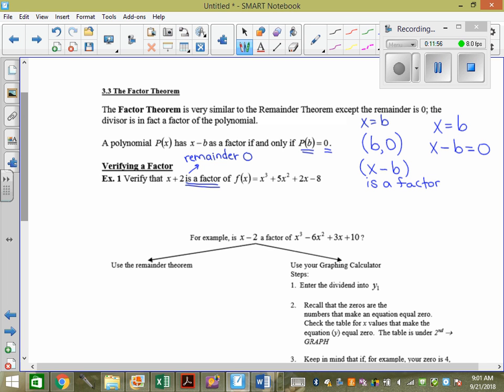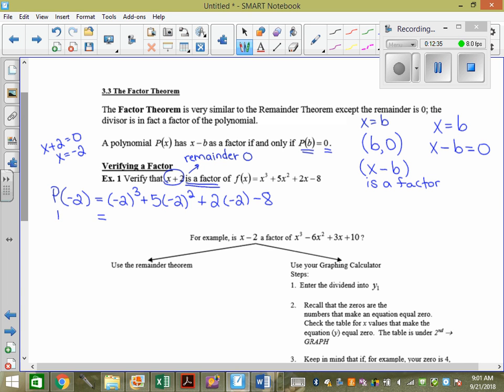So if this is my factor, x plus 2, what am I going to fill into my remainder theorem? P of negative 2, because we'd solve it, right? x plus 2 equals 0. x equals negative 2. It's only a factor if my remainder is 0, because then it would actually be an x-intercept, correct? Okay, because we're just getting coordinates here. So we fill it in and we get negative 2 cubed plus 5 times negative 2 squared plus 2 times negative 2 minus 8.